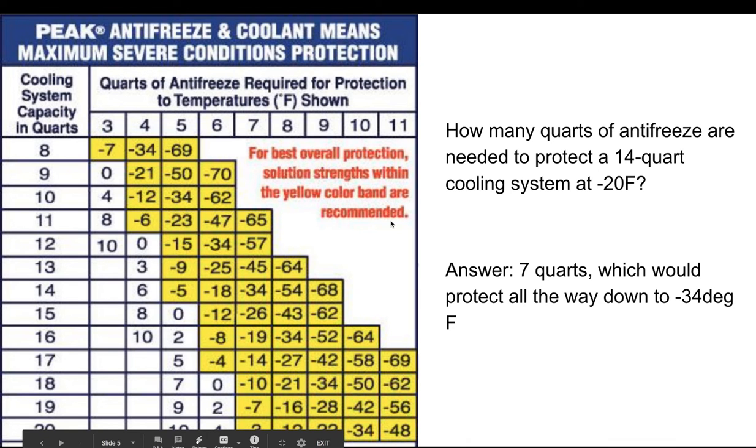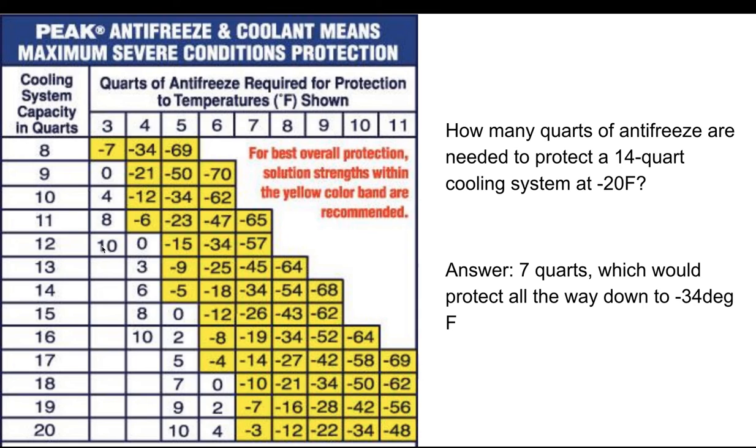And that's why we use this chart. The capacity here is the size of the coolant system, right? The bigger engine is going to require a bigger coolant system. Smaller engine, smaller coolant system. And here is the quarts, that's the volume. How much antifreeze are we putting in here? So if we have a really, really small engine and a small coolant system, we only need 3 quarts of antifreeze to protect all the way down to negative 7 degrees Fahrenheit.